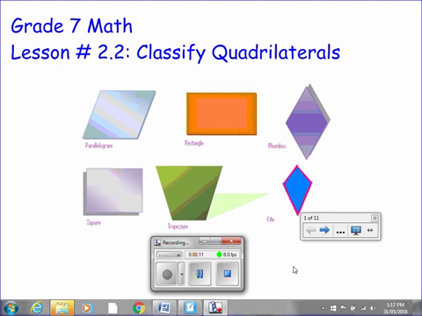I think this is a helpful lesson for a number of you because I know there have been times where you have asked me about the difference between squares and diamonds, or the difference between rhombi and diamonds. And so this is a helpful lesson in going over different types of quadrilaterals and being able to explain what makes each quadrilateral unique.